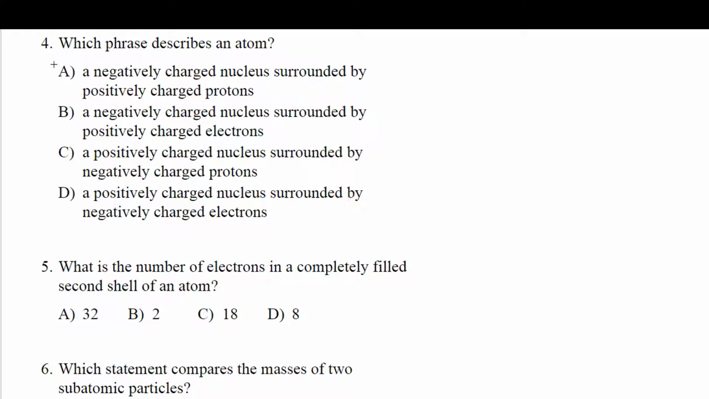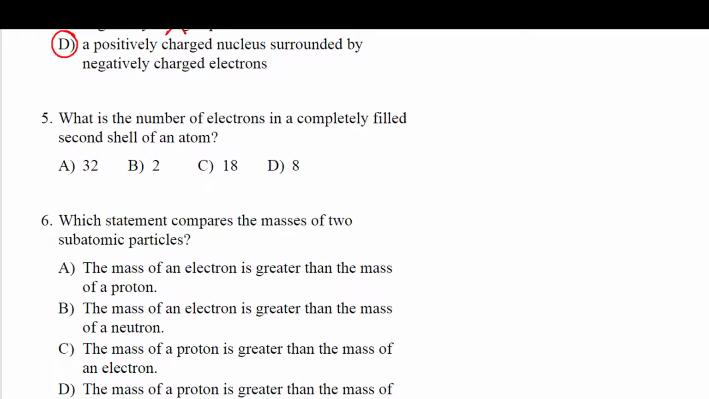Choice A, negatively charged nucleus. Let's get rid of that. We know right away that is not true. That means we can also get rid of choice B. The nucleus is always positive because it contains protons. Coming to choice C, we have a positively charged nucleus. That's right. Surrounded by negatively charged protons. Well, we know that is not true because protons are in the nucleus and they're positive, and that leaves us with choice D, a positively charged nucleus surrounded by negatively charged electrons, because electrons are negative, hanging out there in the orbitals.